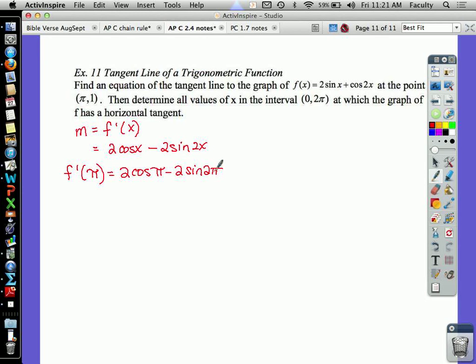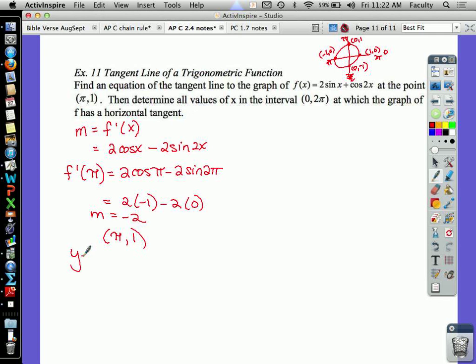Let's do a very quick unit circle refresher. Okay, so here's 0, pi over 2, pi, 3 pi over 2, and then 2 pi. So what is the cosine of pi? -1. And what is the sine of 2 pi? 0. So this is -2. That's my slope. And I have the point pi, comma 1.